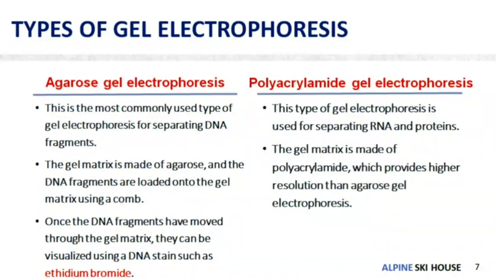The gel matrix is made of polyacrylamide, which provides higher resolution than agarose gel electrophoresis.